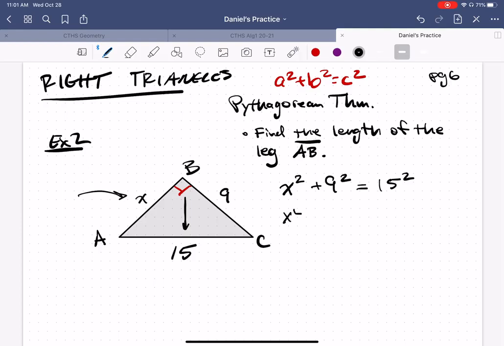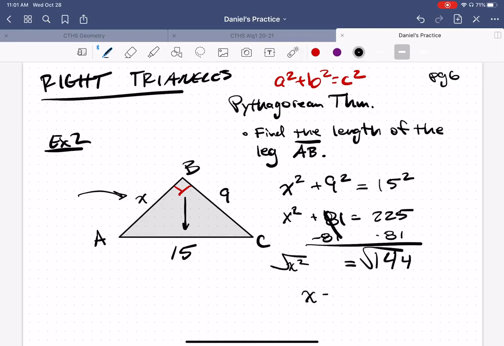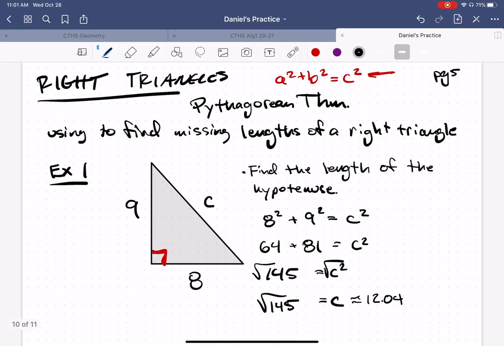X squared is just x squared. 9 squared is 81. 15 squared is 225. Now subtract 81 from both sides to solve for x squared. That is 144. Take the square root of both sides, and x equals 12. And we're done. So that's how we use the Pythagorean theorem to solve for missing side lengths, whether it's a leg or here it was a hypotenuse.